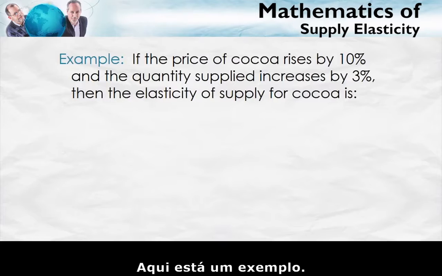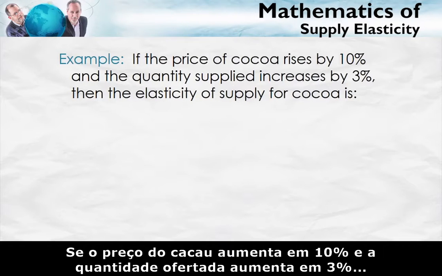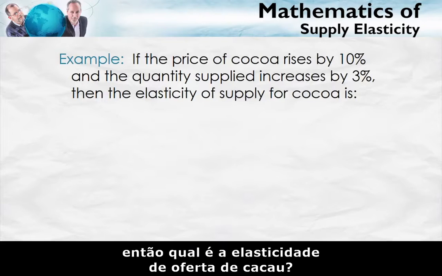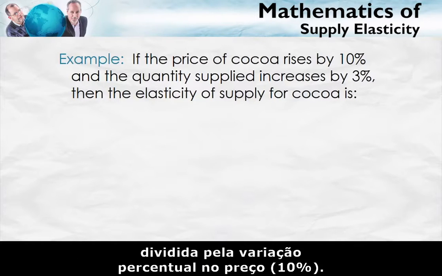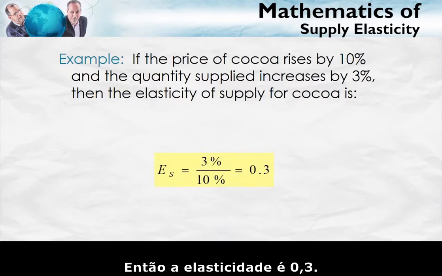Here's an example. If the price of cocoa rises by 10% and the quantity supplied increases by 3%, then the elasticity of supply for cocoa is... So elasticity is the percentage change in quantity supplied, that's 3%, divided by the percentage change in the price, 10%, so the elasticity must be 0.3.